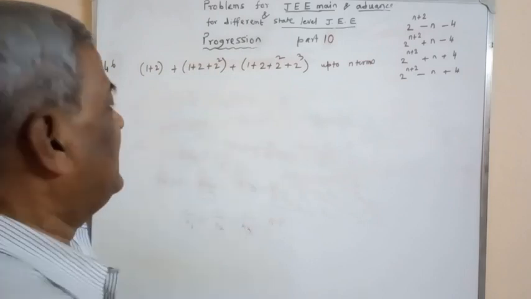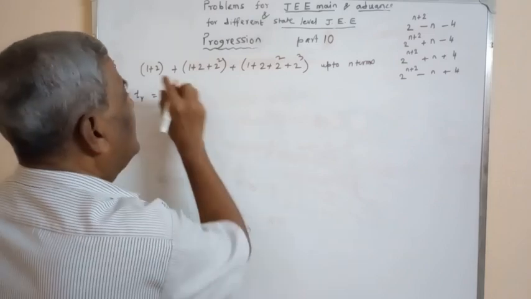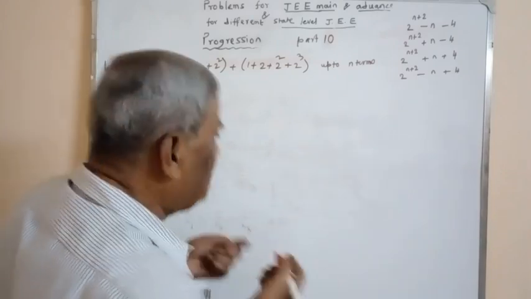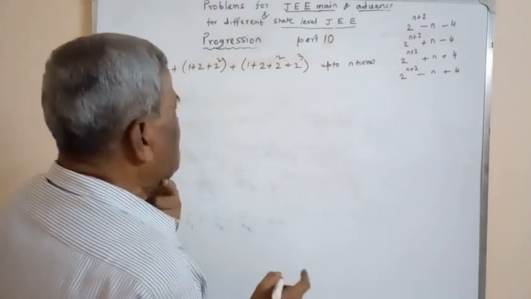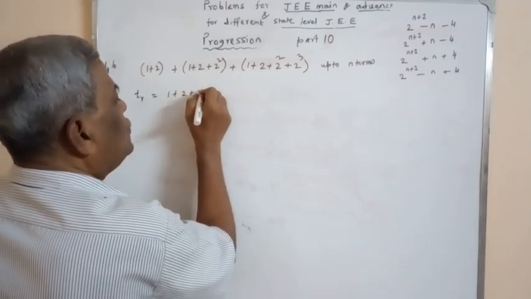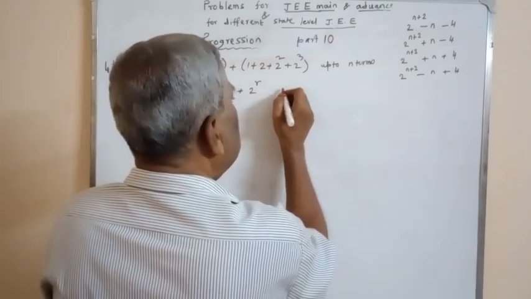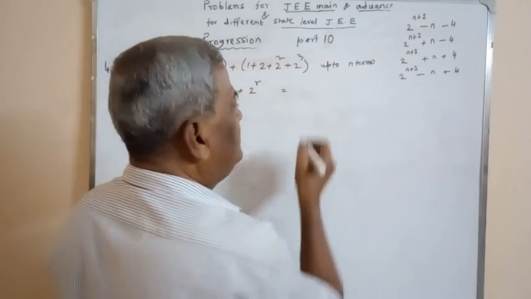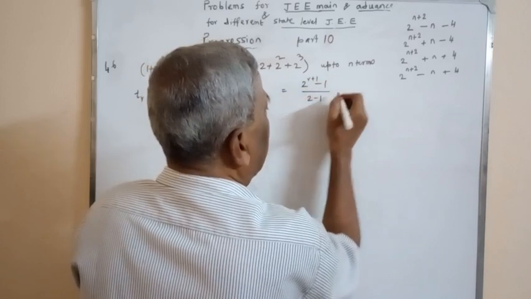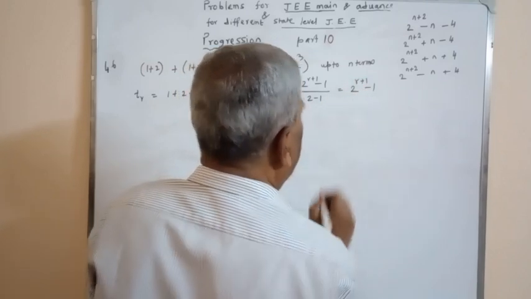Clearly, there is a relation. So, TR is equal to, for second case, if all terms start from 1, then 2, 2 square, 2 cube, etc. So, TR will be 1 plus 2 plus 2 square up to 2 to the power R, which is equal to, this is in GP, 2 to the power R plus 1 minus 1 by 2 minus 1. That is 2 minus 1 is 1. So 2 to the power R plus 1 minus 1.